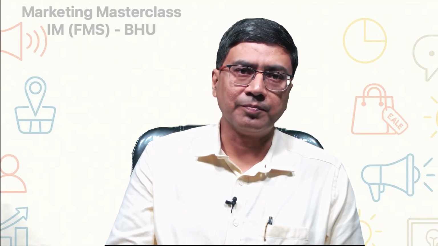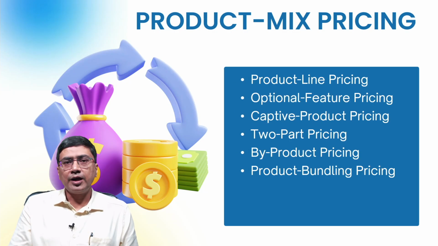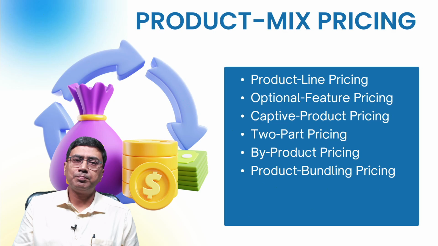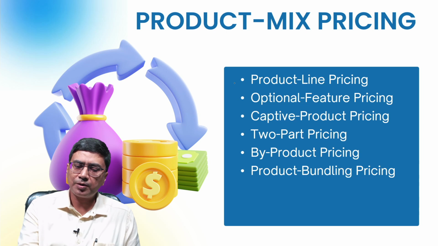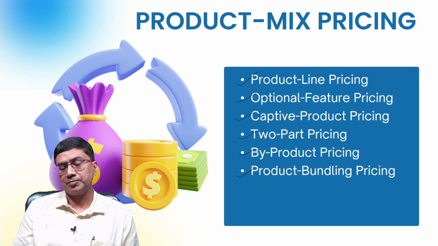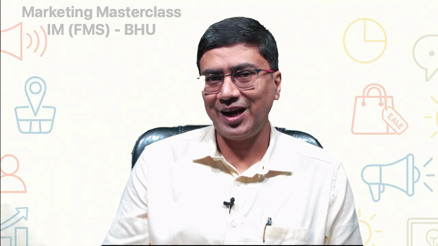Now product mix pricing. What do we mean by product mix pricing? There are different possibilities, different propositions related to product mix pricing. We may have product line pricing, optional feature pricing, captive product pricing, two-part pricing, by-product pricing, product bundling pricing. What does it represent? A lot of options we have.